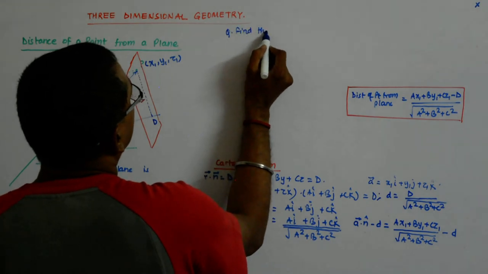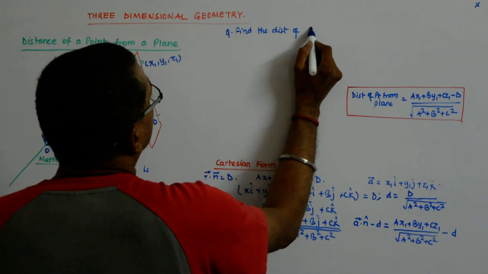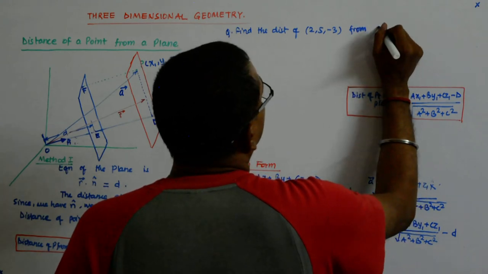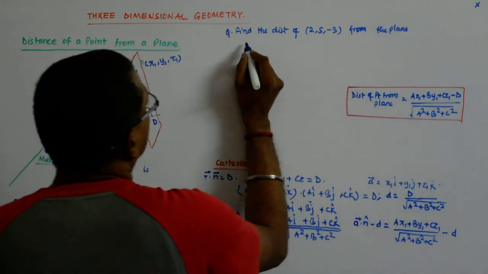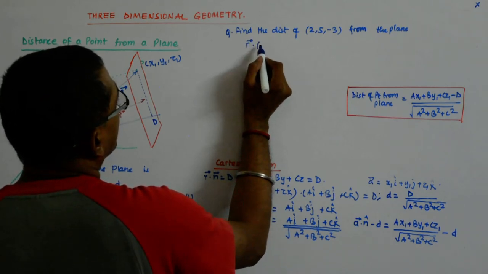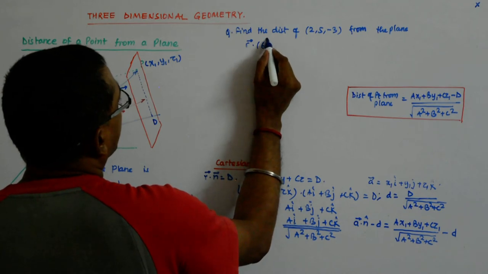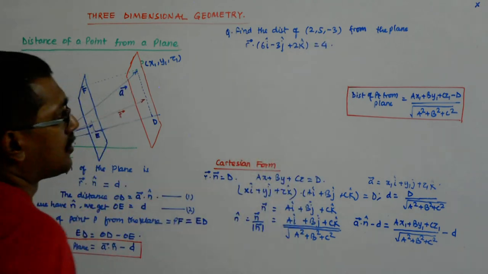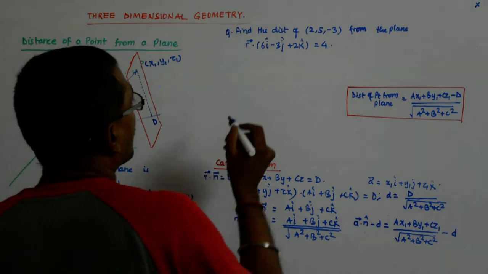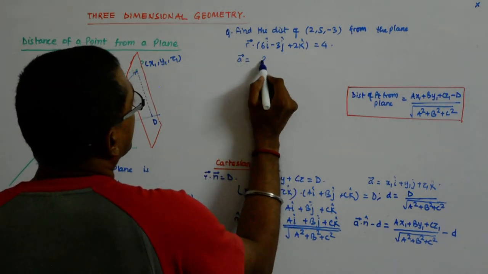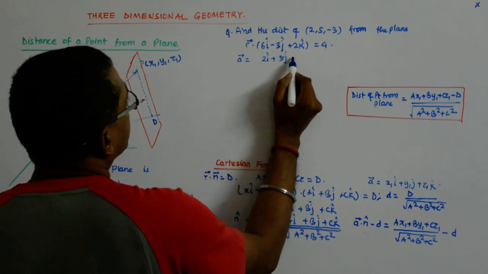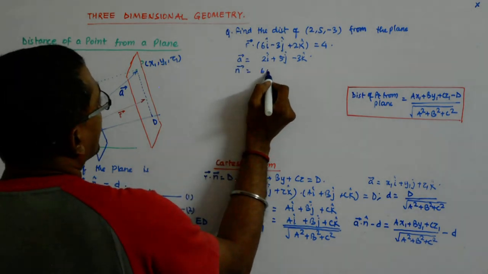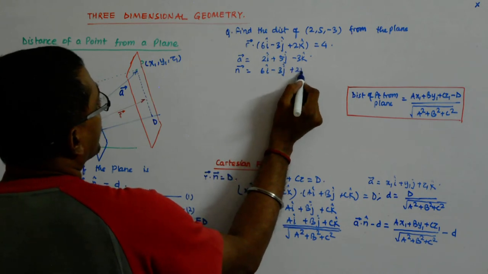Find the distance of the point 2, 5, minus 3 from the plane r dot 6 i cap minus 3 j cap plus 2 k cap is equal to 4. Now what is your a? A is 2 i cap plus 5 j cap minus 3 k cap. What's your n? My n is 6 i cap minus 3 j cap plus 2 k cap.